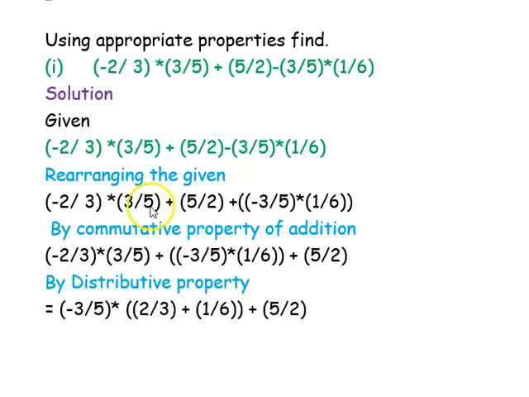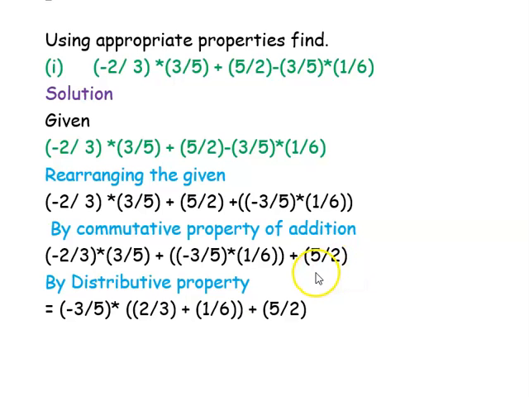So minus 2 by 3 times 3 by 5 plus 5 by 2. This I am taking the positive out and making 3 by 5 as negative. Okay, then times 1 by 6. So next we are going to use commutative property of addition, that is a plus b equal to b plus a. So with that property I am changing this whole 3 by 5 times 1 by 6 as a and 5 by 2 as b. So a plus b equal to b plus a. So I am interchanging the place of 5 by 2. So minus 2 by 3 times 3 by 5 plus minus 3 by 5 times 1 by 6 plus 5 by 2.